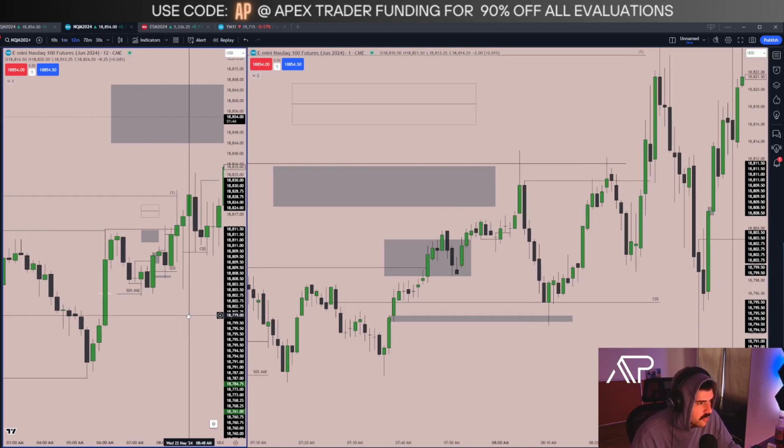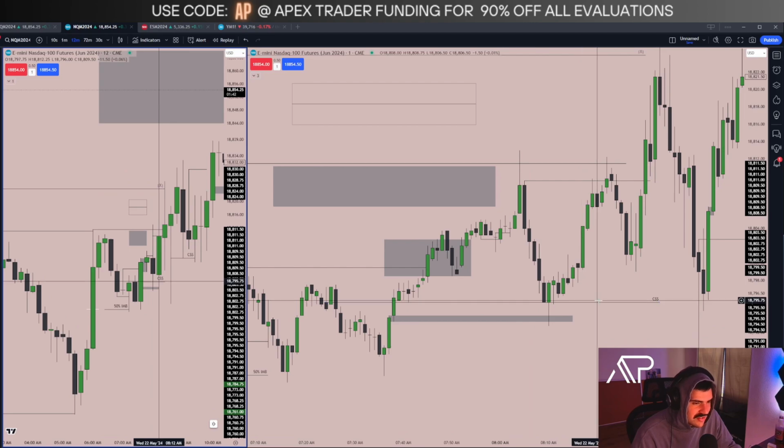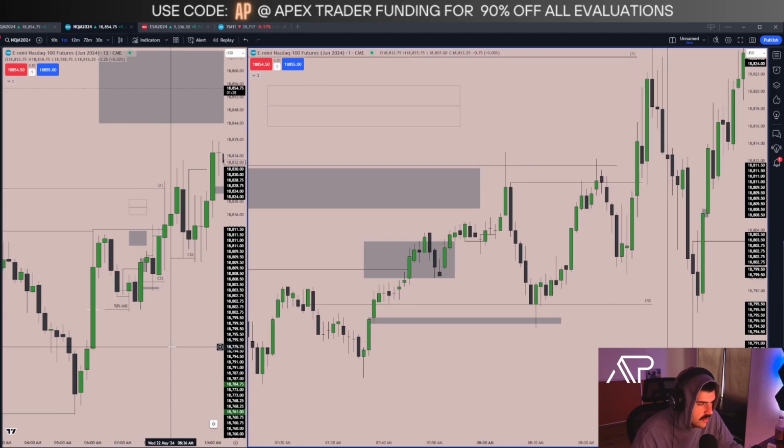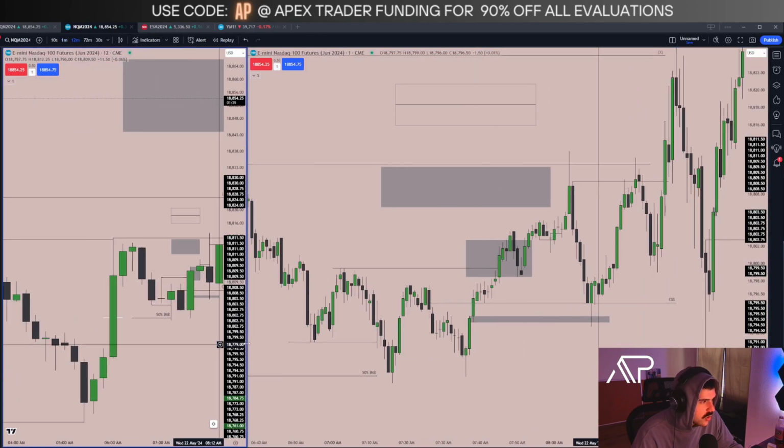So second setup right here, still remaining the bullish thesis, at least for pre-market, because of what the higher time frame is dictating, right? When I see this retracement back here, what do we see on the 12 minute?